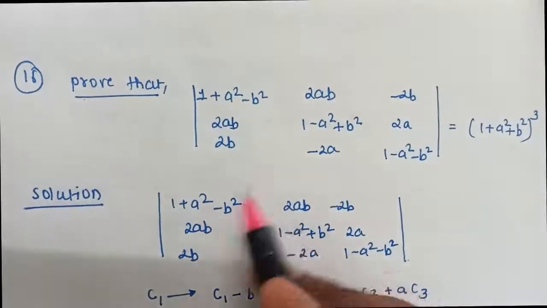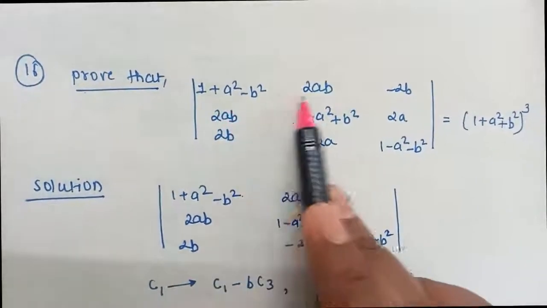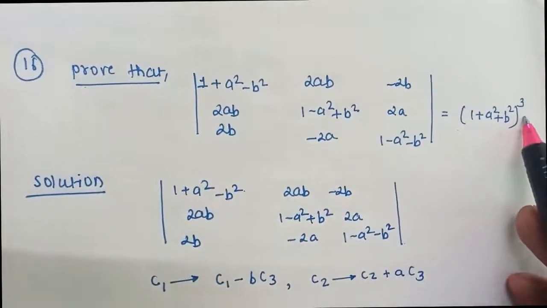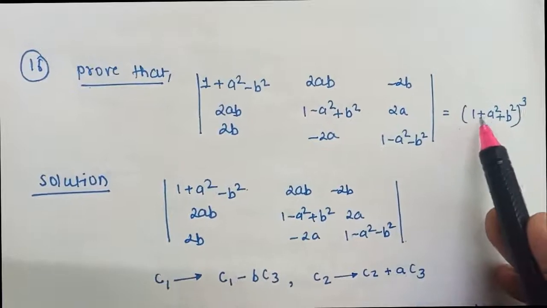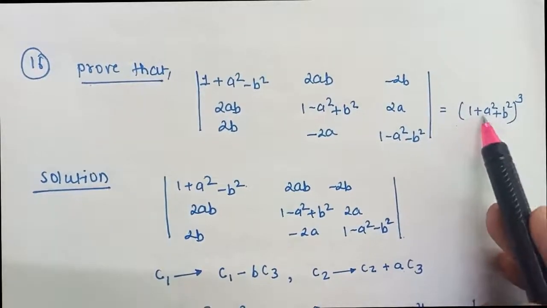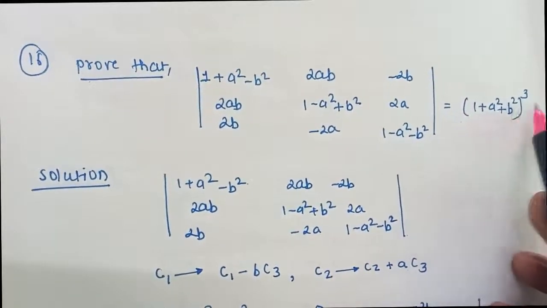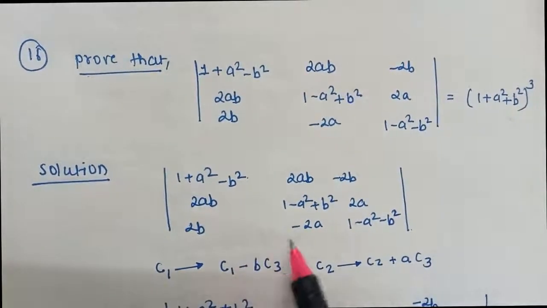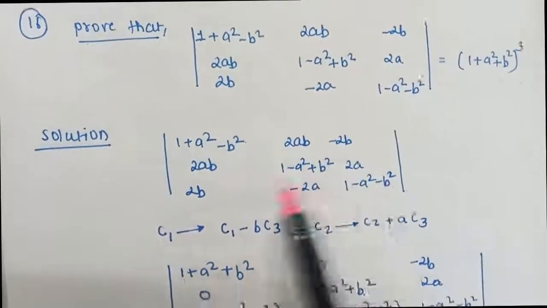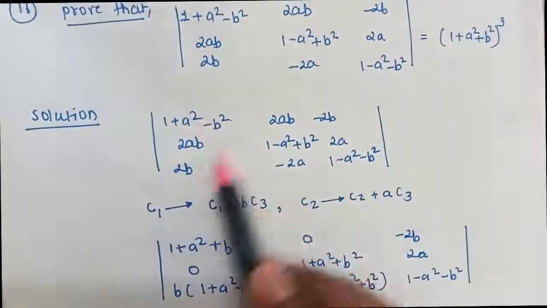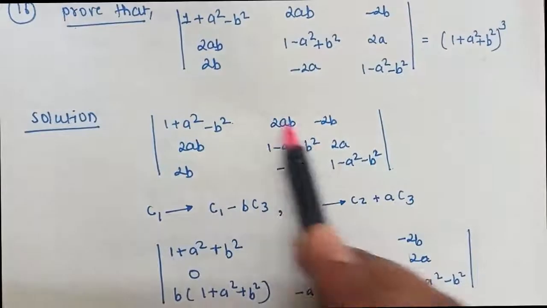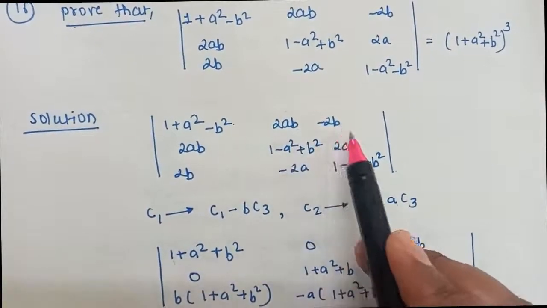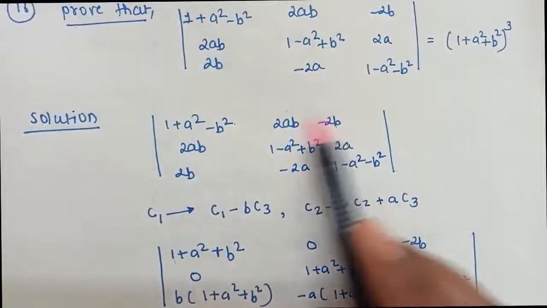Next problem, again the same thing, properties of determinant. This is a determinant given. We have to prove that it equals 1 plus a square plus b square bracket cube. The similar sum before was a plus b plus c bracket cube. Here I want 1 plus a square plus b square bracket cube. So now what I can do is make changes in c1, and I can even make the changes in c2. The changes are like, I will multiply this with b first, and then subtract it from c1.